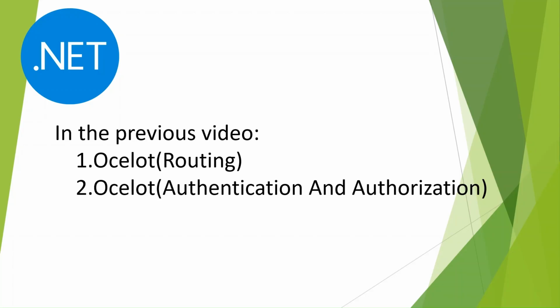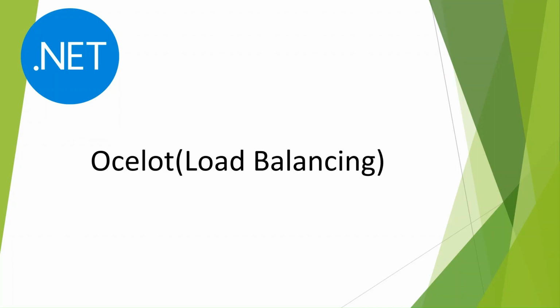Our gateway API knows how to route traffic, and we've secured it to ensure only authorized users can access our services. In today's video, we are going to build on this foundation by adding load balancing to our API gateway setup. This is going to make sure our gateway API can distribute incoming requests evenly across multiple instances of our target API, improving performance and ensuring reliability. This is especially important as our application scales and we need to handle more traffic efficiently.